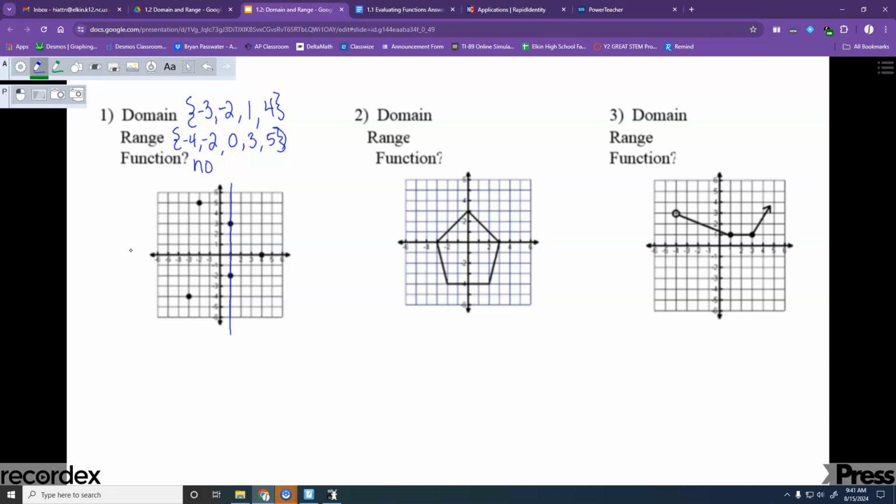Okay, now the next one, we've got solid lines, right? So when we have solid lines, we can't just list points because all the numbers in between are included. So when we're doing domain, we want to turn our line vertical, okay? So we want to use our spaghetti, and we're going to go across and see what we've got, okay? Do I hit the graph at all over here? Nothing, right? So this is not included.